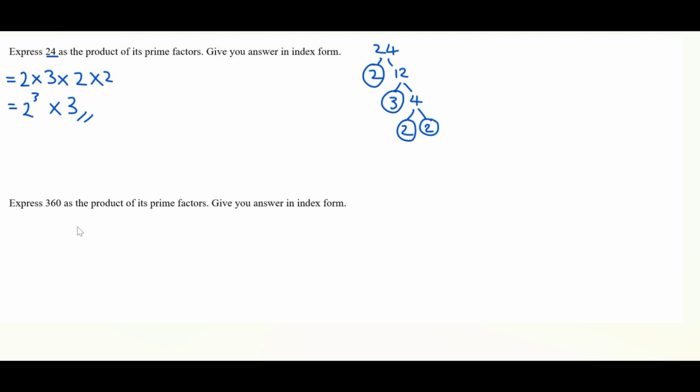On to the next question. We're going to do the same thing, but for the number 360. So we're going to do our factor tree. Two numbers that go into 360, we can do 2 and 180. For 180, we can do 2 and 90. For 90, we can do 2 and 45.